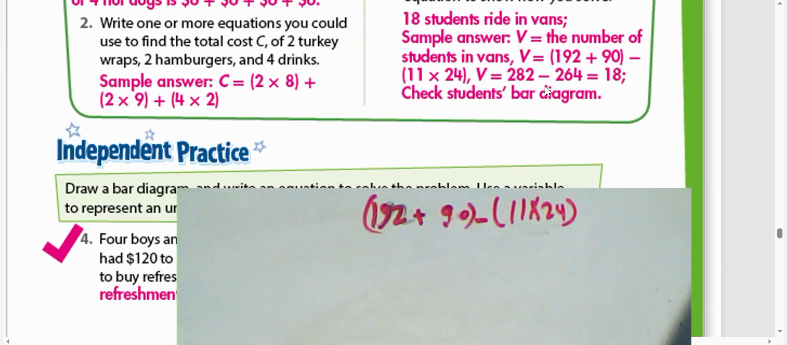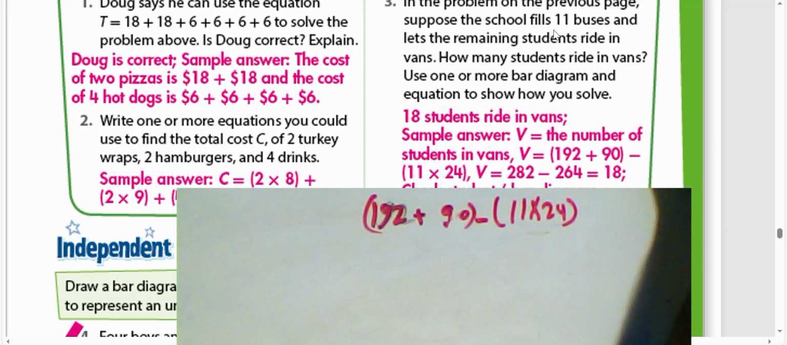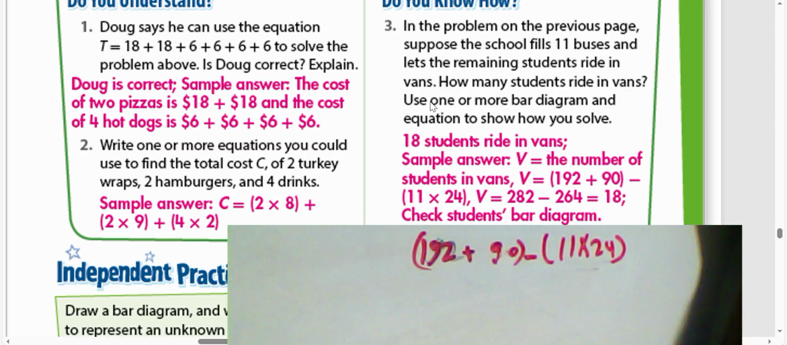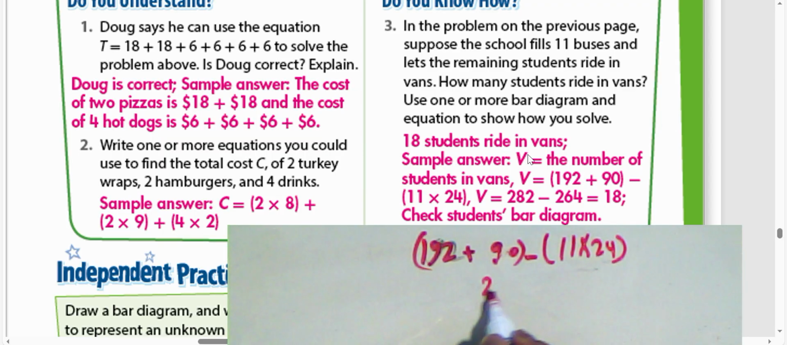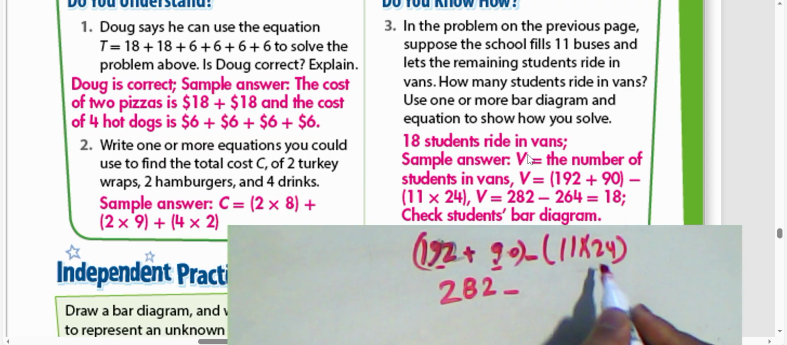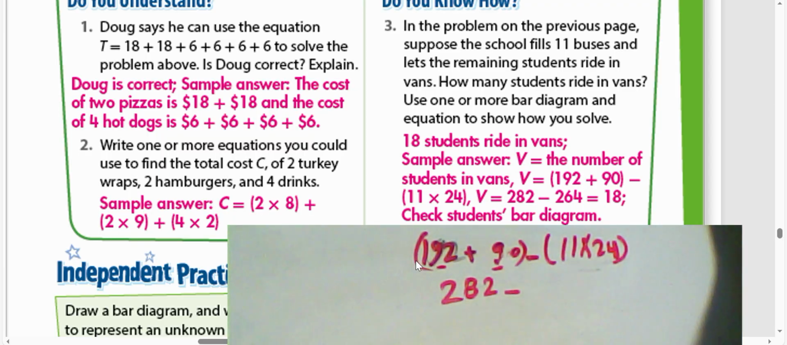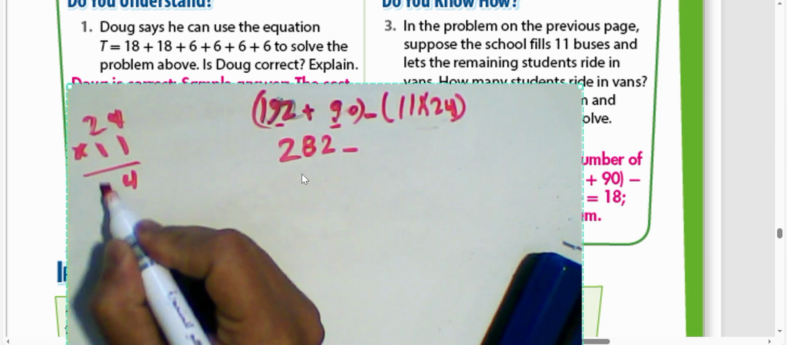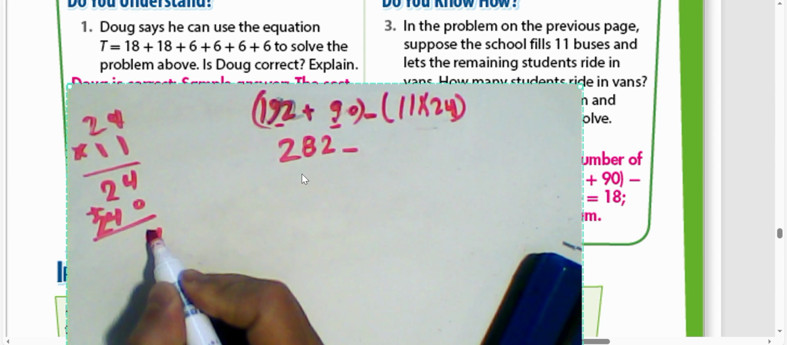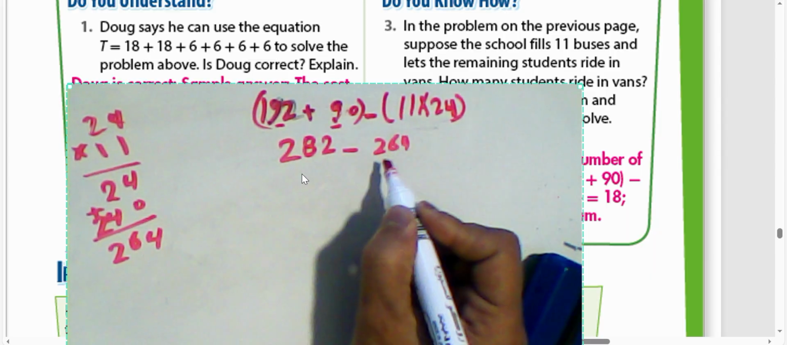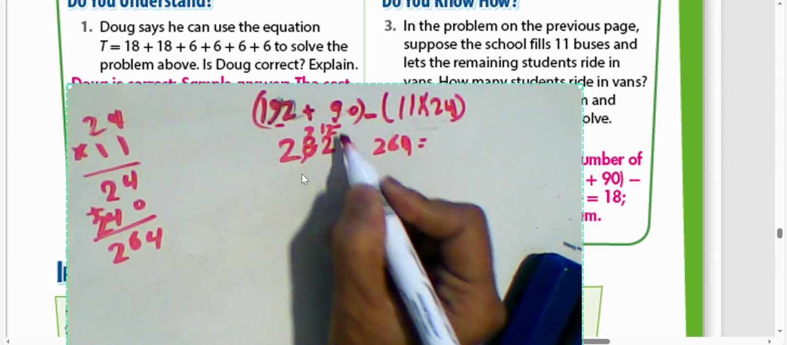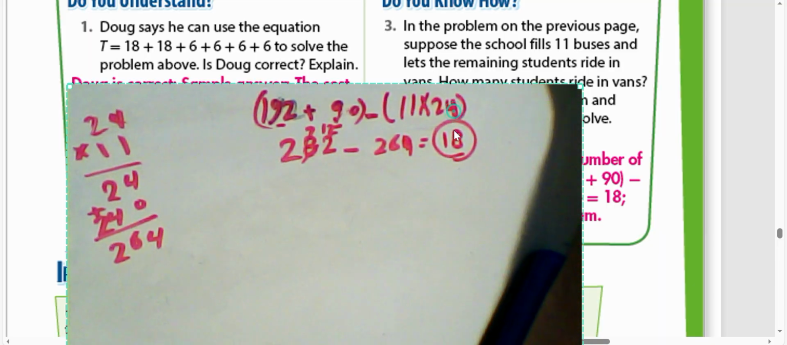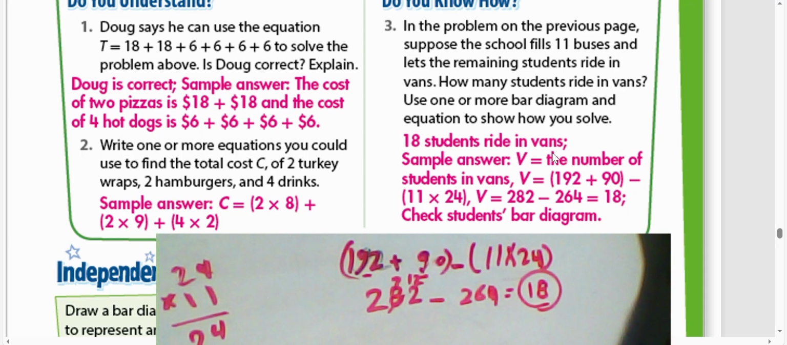Look at this example again. We have 11 buses filled. The school fills 11 buses, and the remaining students ride in the vans. Then we add together: 0 plus 2 is 2, 9 plus 9 is 18, write 8 and carry 1. Then multiply 11 and 24. 24 times 11: 1 times 4 is 4, 1 times 2 is 2 plus 0, write 4 and 2 and add together. The result will be 264. We can find the difference here: 12 minus 4 equals 8, and 7 minus 6 is 1. Then the number of students will be 18. Then 18 students ride in vans.